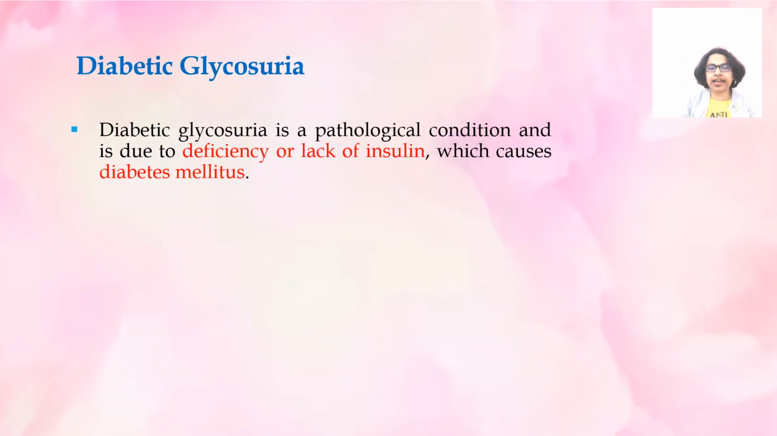The third one is diabetic glycosuria. Because of the diabetic condition, there is a presence of sugar in the urine. Diabetic glycosuria is a pathological condition and is due to deficiency or lack of insulin. So why does this problem arise? Because of the deficiency or lack of insulin, which causes diabetes mellitus.